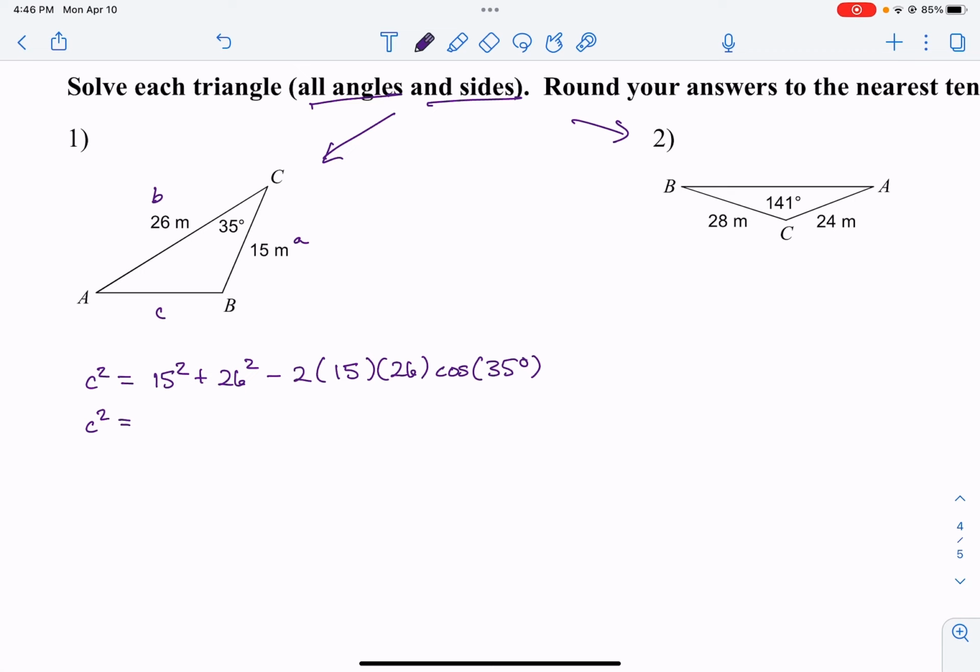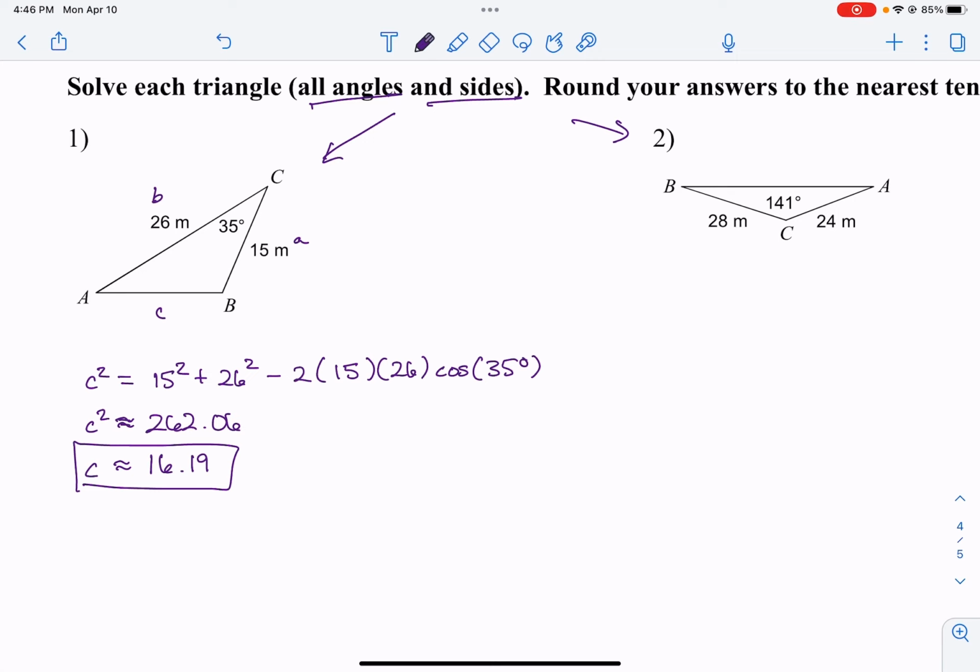15 squared plus 26 squared minus 2 times 15 times 26 times cosine of 35, and I get 262.06. And then at the end, take a square root. So we get that c is, I should have put approximately, c is approximately 16.19. So that is side c.